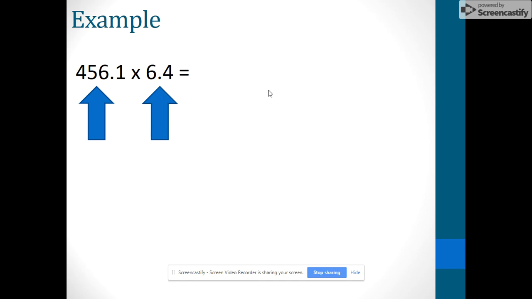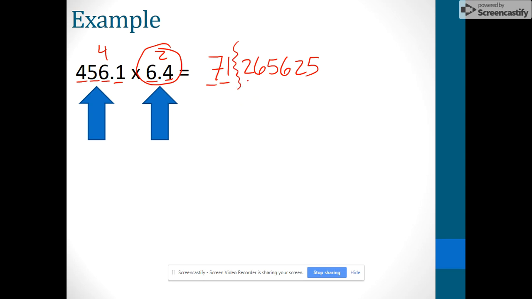One more example, 456.1 times 6.4. This has 1, 2, 3, 4 significant figures. This has 1, 2. So we know our final answer will have 2 sig figs. 456.1 divided by 6.4 gives us 71.2652625. We only want 2 sig figs, so we've got to round right after our 1. Since it's less than 5, it just stays at 71, and that's going to be our final answer.